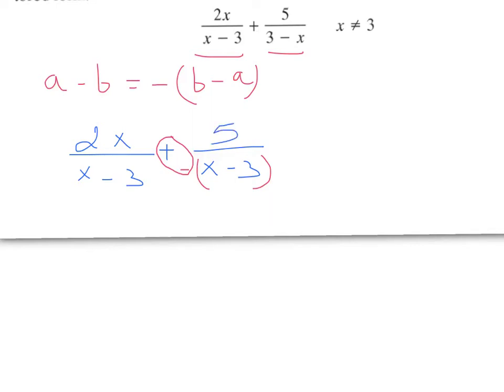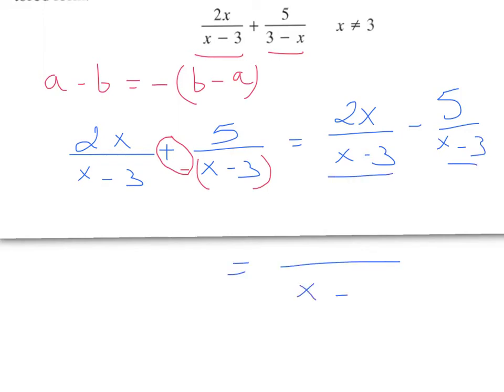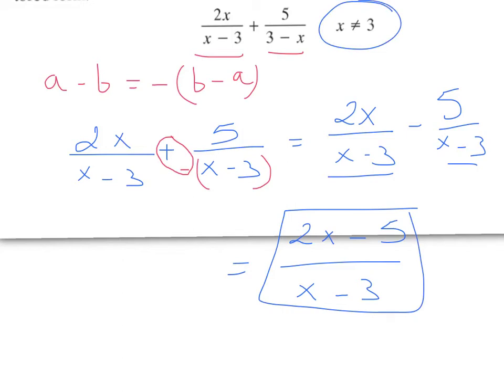So it's going to be 2x minus (x minus 3) minus 5 over x minus 3, right? But here we have the same common denominator, so it will be easy for us. We're just going to take the difference of numerators here. So we got 2x minus 5, and that's the final answer. Of course, x has to be different than 3. That's going to be the domain.